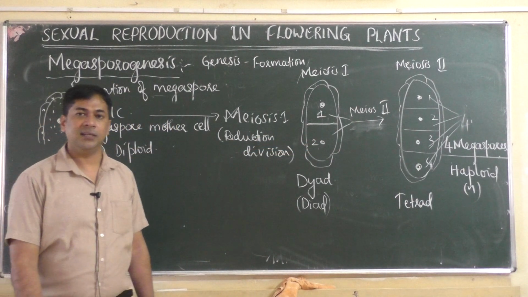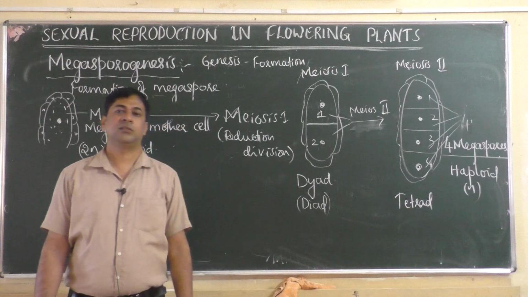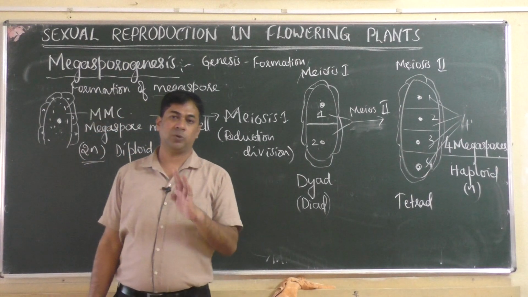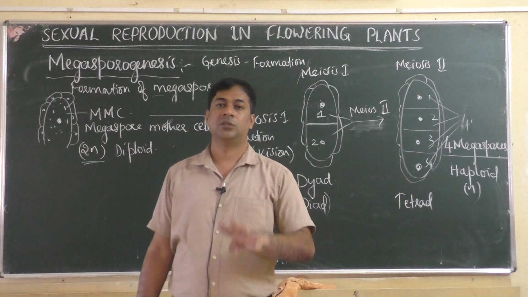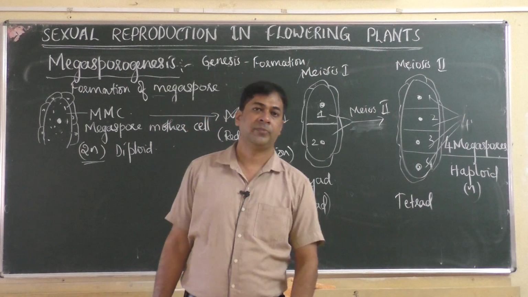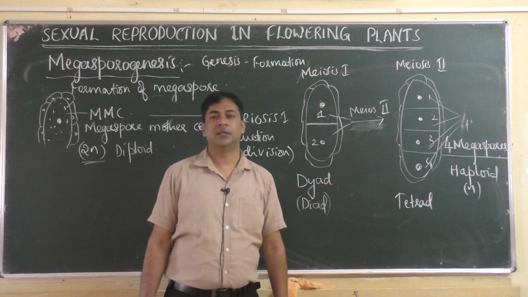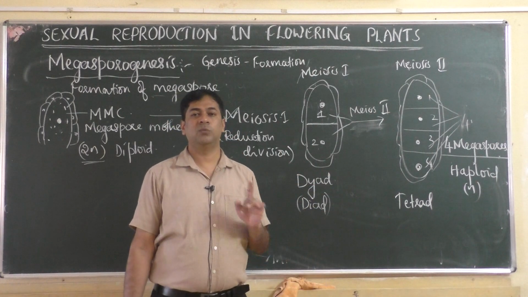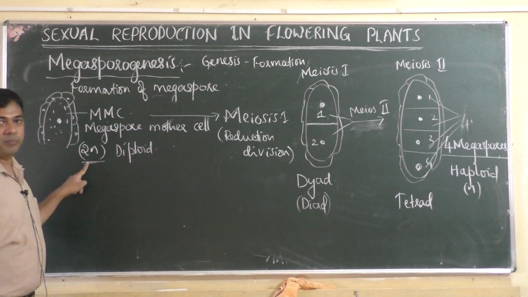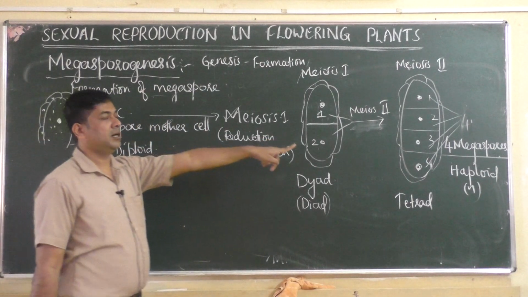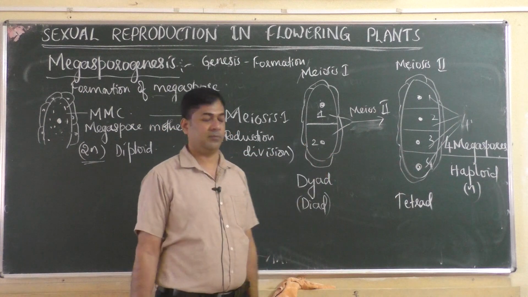So in NEET and CET they'll ask a question like, one megaspore mother cell produces how many megaspores? 4 megaspores. You can see, because meiosis occurs, and after end of meiosis one cell produces 4 cells. But megaspore mother cell is diploid 2n, and megaspore is n haploid.